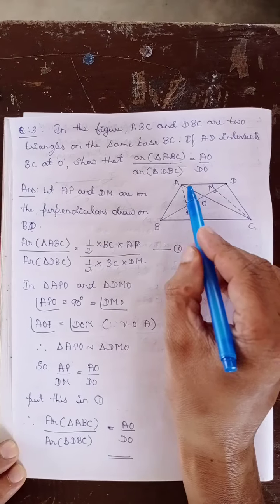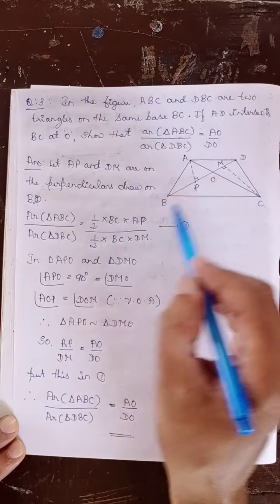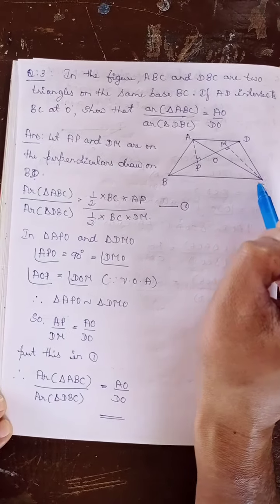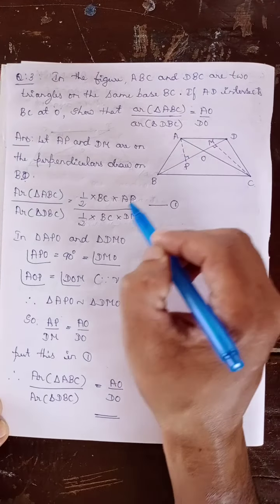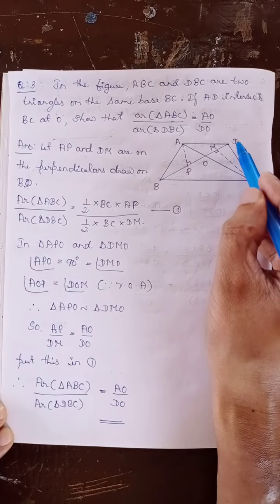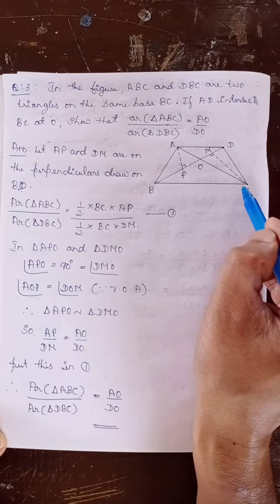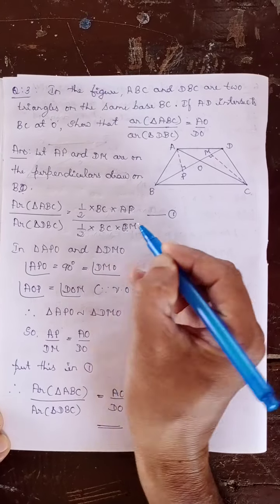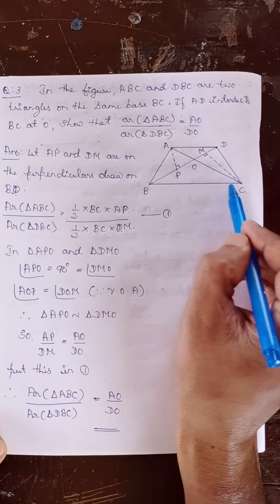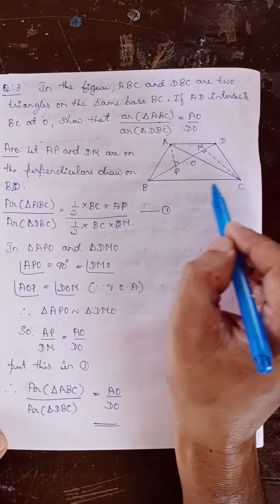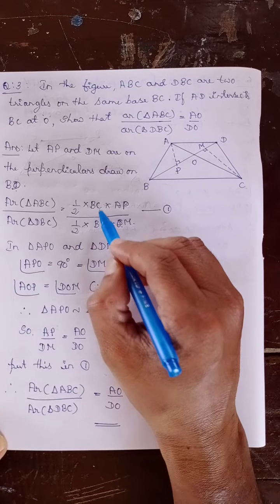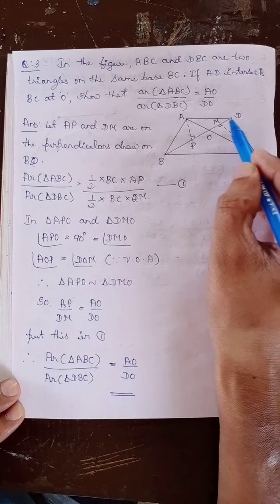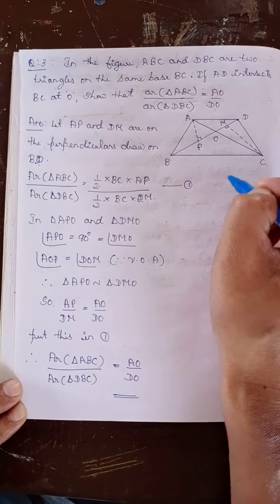So area of the triangle ABC divided by area of the triangle DBC is equal to half into base, which is BC, height is here AP, divided by area of the triangle DBC, which is half into base, again BC, and height is here CM. We are writing that CM. Since both the triangles are lying on the same base, that is BC, we can take the bases as BC only.